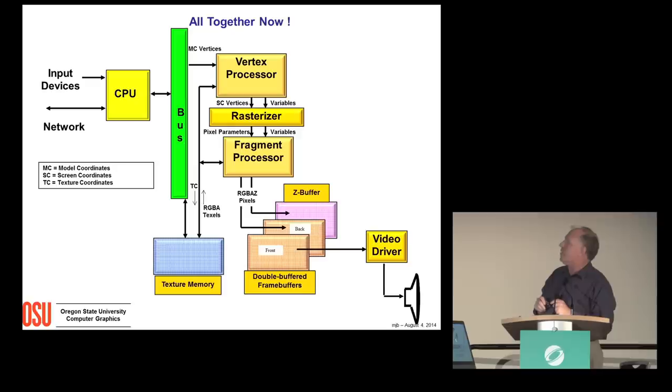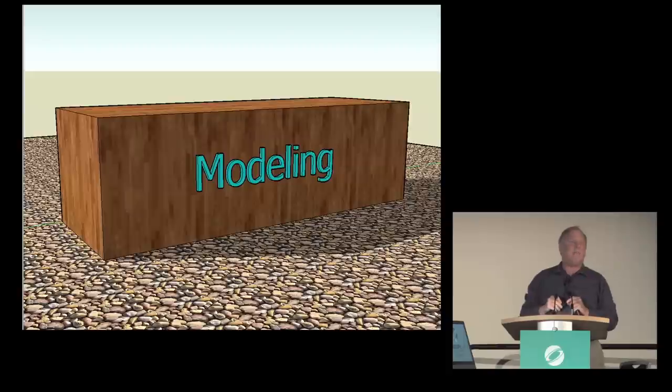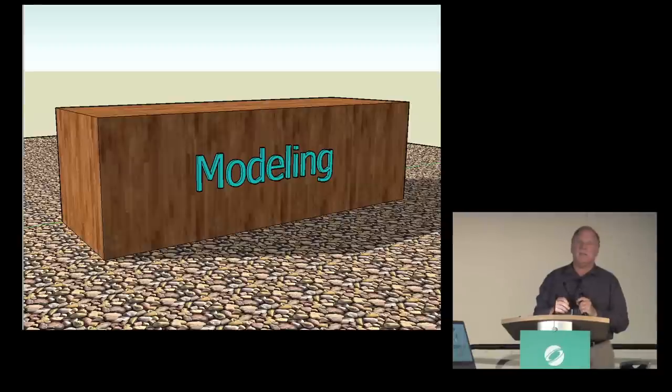All right, that's the quick hardware. Let's move on to modeling. As I said, we would talk about the geometry aspects of this. You look around you and you see chairs and podiums and water glasses and things like that. If I wanted to make a computer graphic scene, I would have to somehow describe these things in such a way that it's a digital representation that the computer can interpret.